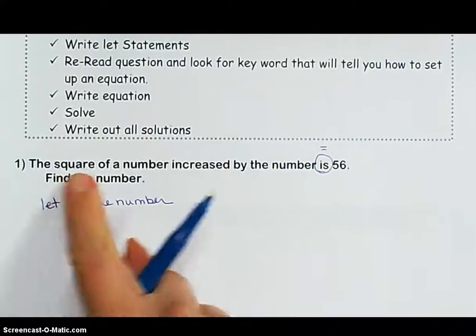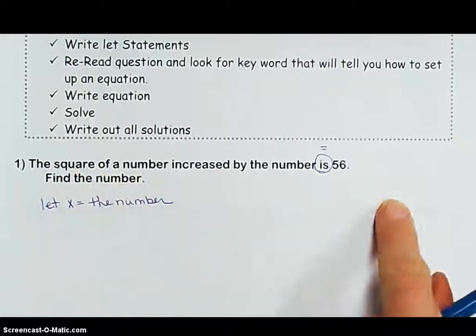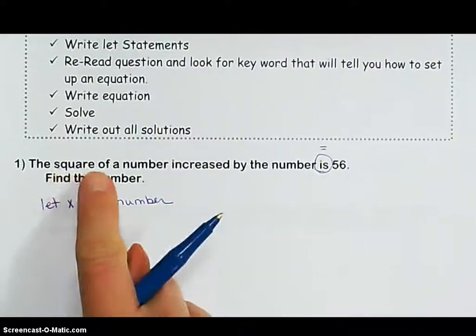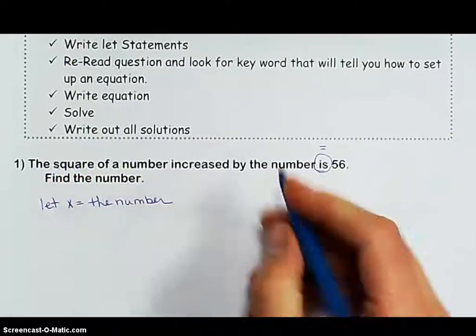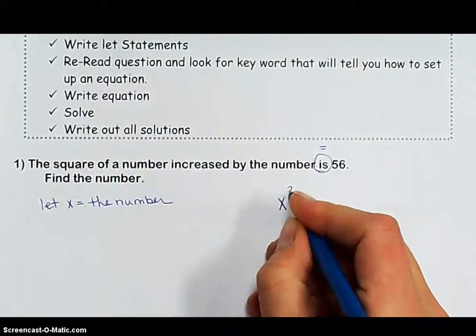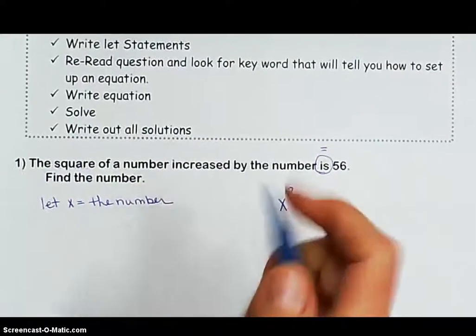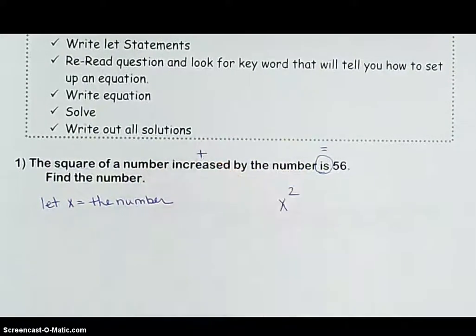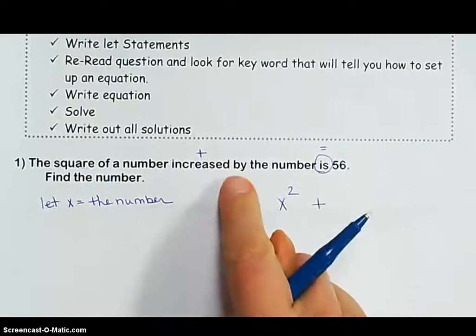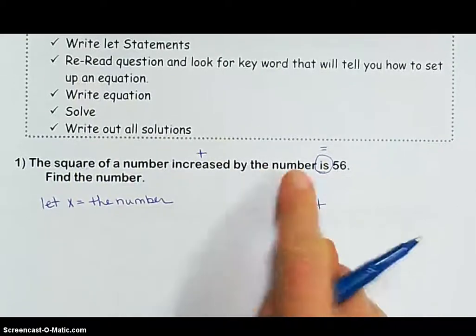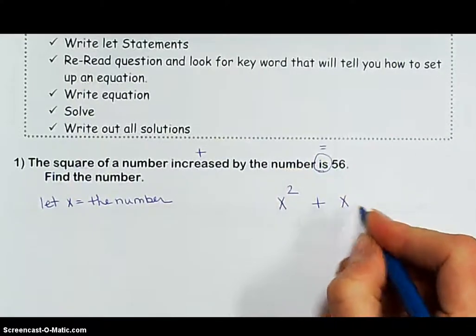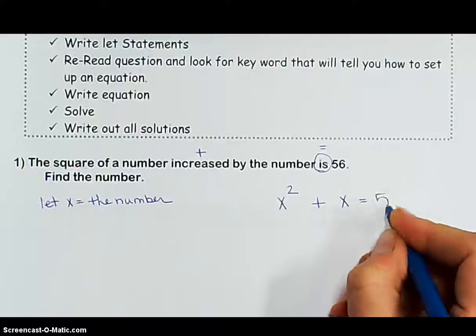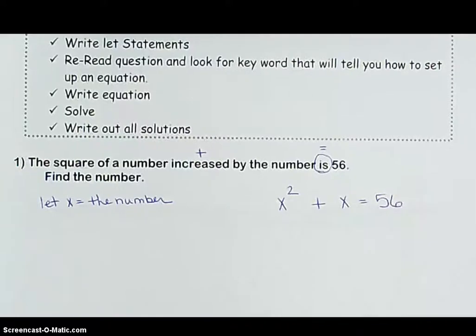So let's see if we can convert this sentence into symbols. The square of a number: the number is x, and we're going to square it. The word increased means we're going to add, plus by the number, so we're increasing it by the number, so we're going to add the number, and it is equals 56. All right, so we've just set up our equation.